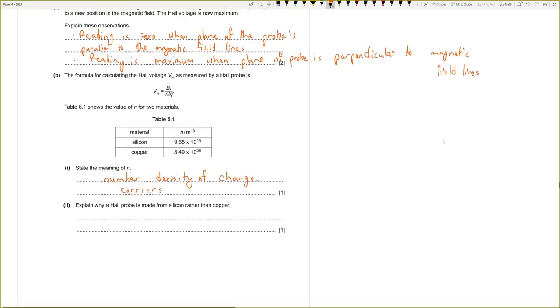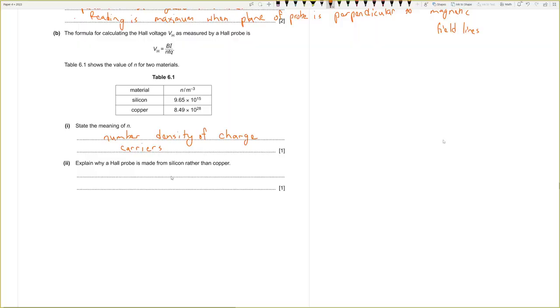Explain why a Hall probe is made of silicon rather than copper. So silicon has a low value of n. It's a semiconductor. So if you decrease the value of n, you will get a higher value of VH, which will reduce percentage error. Smaller value of n, so greater Hall voltage.